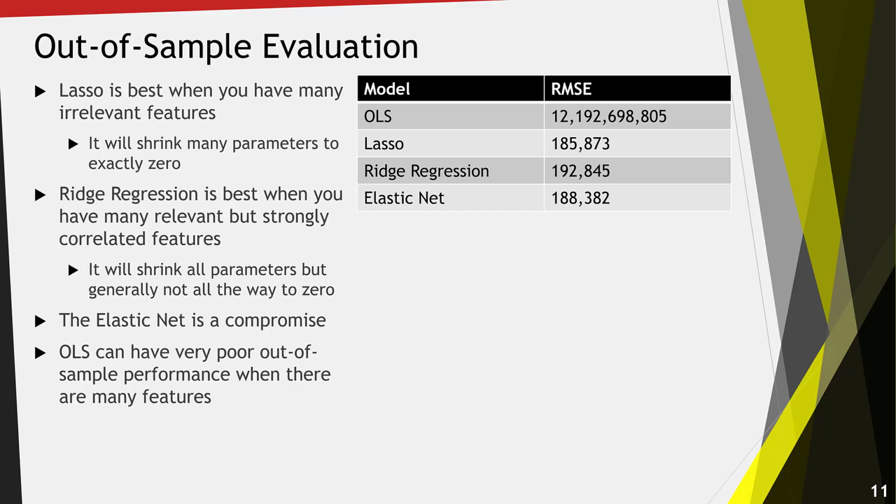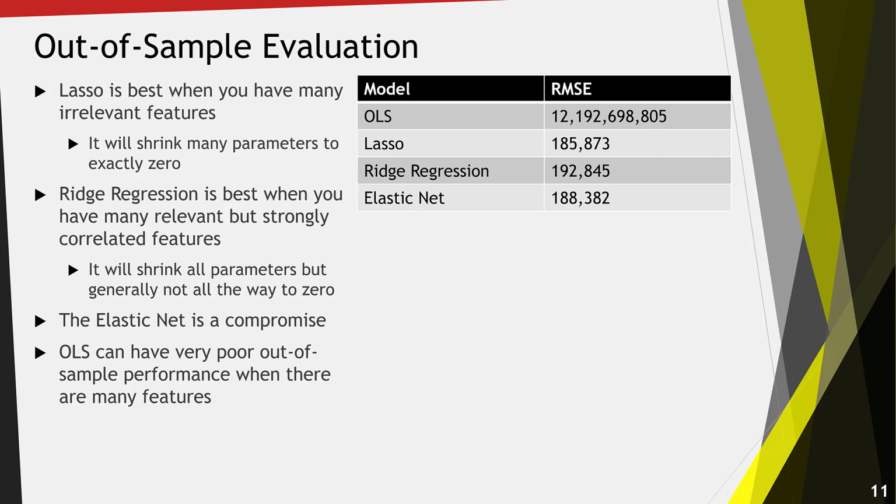Lasso is best when you have many irrelevant features. Remember that it's going to shrink many of the parameters on your features to exactly 0, excluding them from your model. When many of your features aren't relevant, this is something that you'd like. Ridge regression, on the other hand, is best when you have many relevant, but also strongly correlated features. Ridge regression shrinks all of the parameters in your model, but generally not all of the way to 0. So if you have many relevant features, this way you won't be excluding them like you would with lasso.